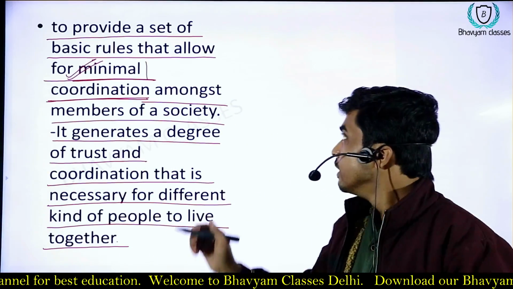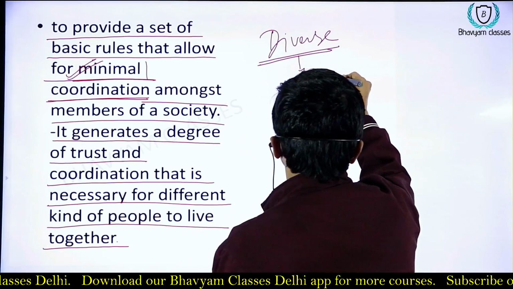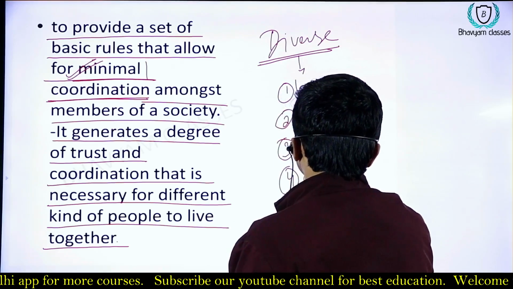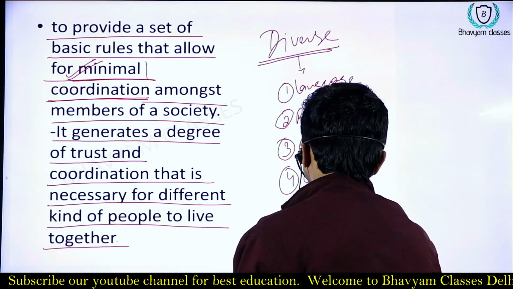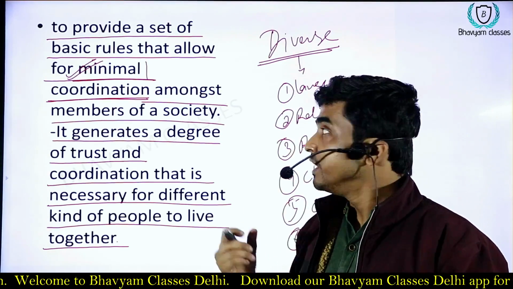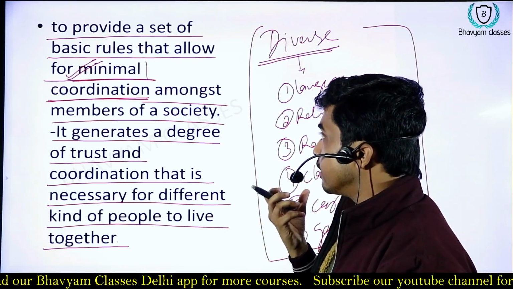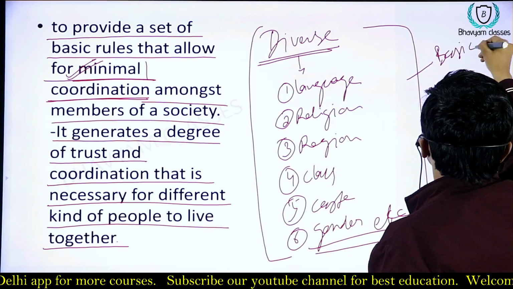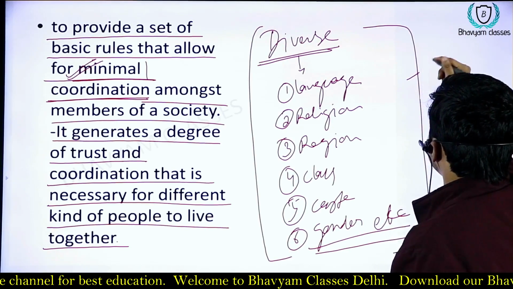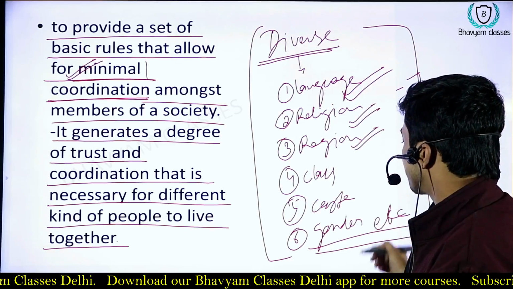Since we all know India is a diverse country, by language, by religion, by region, by class, by caste, gender, etc. So in a diverse country like India, we need a minimal coordination that every section of society should come together and have a basic coordination. They should coordinate on certain issues, that these are the issues on which we will coordinate, even though we have a diversity of language, religion, region, class, caste, gender, etc.